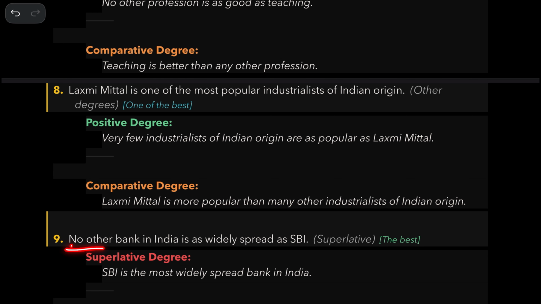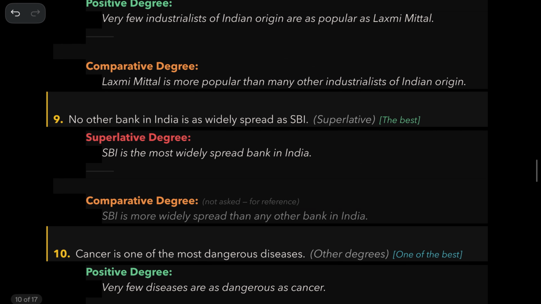No other bank in India is as widely spread as SBI. So you are clearly told to use superlative degree. It belongs to the first pattern, the best. SBI is the most widely spread bank in India. So comparative degree, just for reference, SBI is more widely spread than any other bank in India.